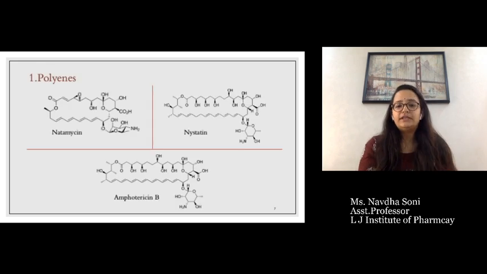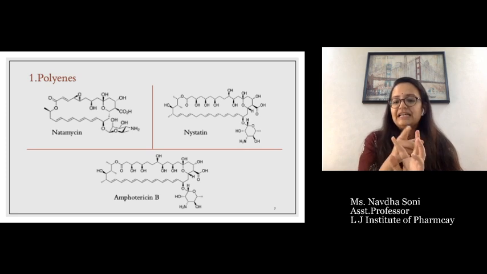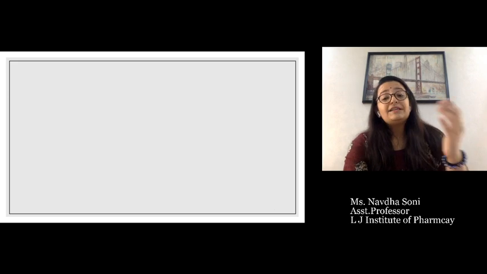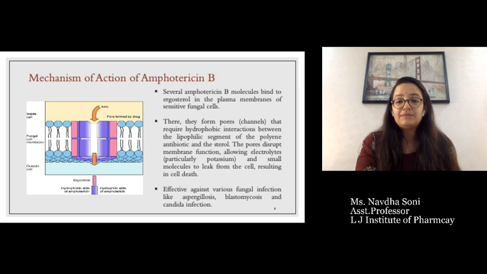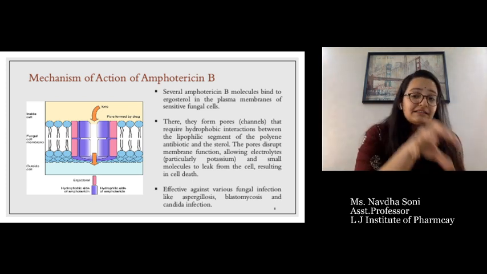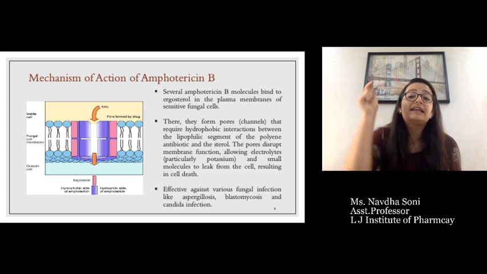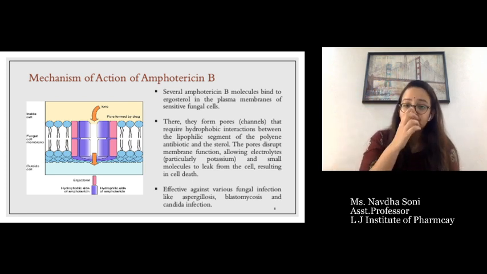First of all, polyenes. These are the examples of polyenes: natamycin, nystatin, and amphotericin B. What is the mechanism of action of these polyenes, specifically amphotericin B? I know that the structures of polyenes are difficult to remember, but we have to remember them. In the diagram, you can see amphotericin B directly binds to ergosterol, which is part of the cell membrane.